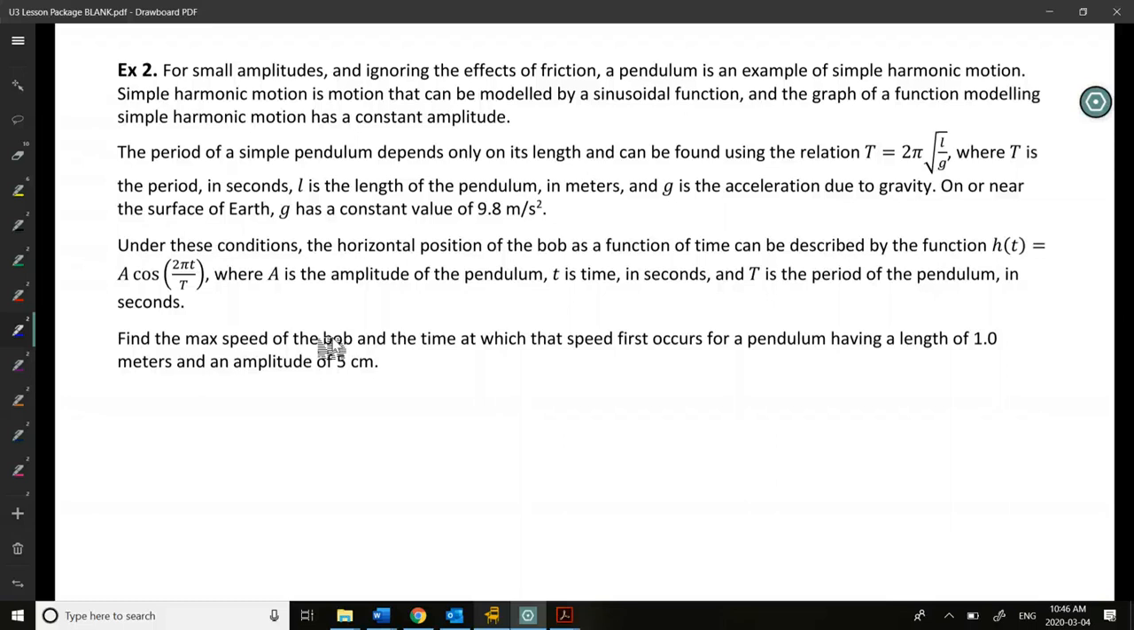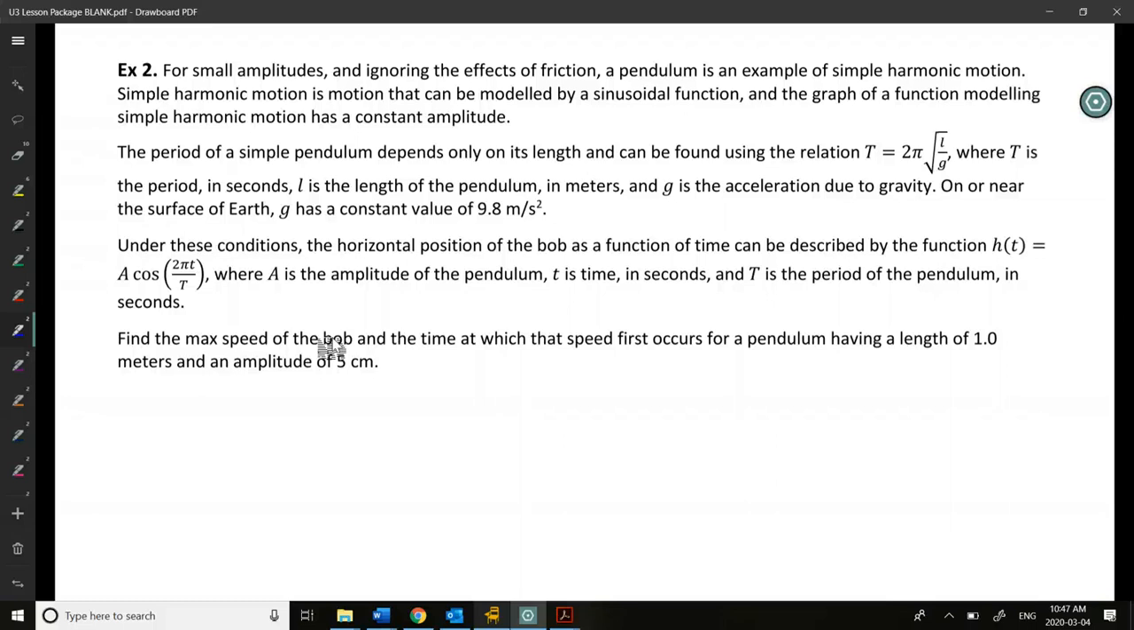Okay, so for small amplitudes and ignoring the effects of friction, a pendulum can be an example of what we call simple harmonic motion. So it's a motion that can be modeled by a sine or cosine function, so we call these sinusoidal functions. And it will have a constant amplitude. If we ignore the effects of friction, we're assuming that the pendulum is swinging without coming to a stop. So it's swinging back and forth constantly and returning to its original positions, kind of like a metronome does. So the period of this simple pendulum depends on the length of the pendulum.